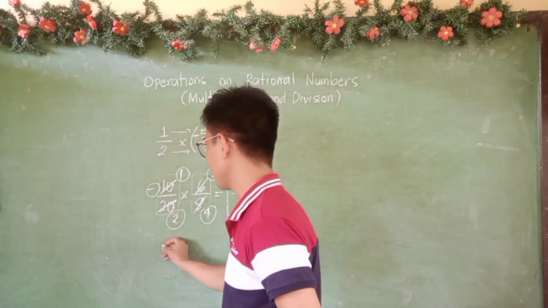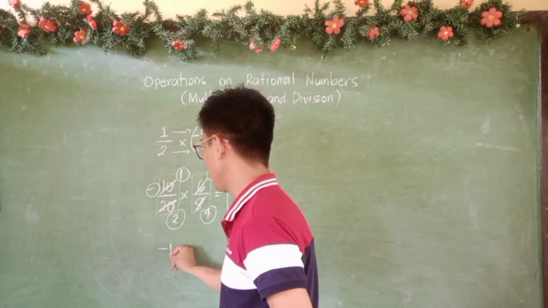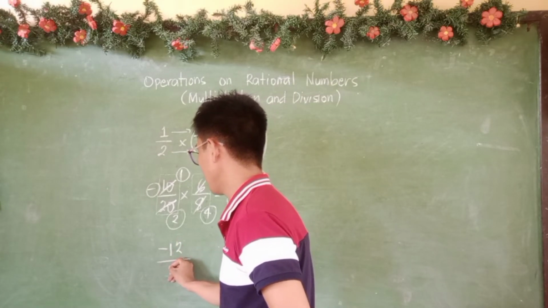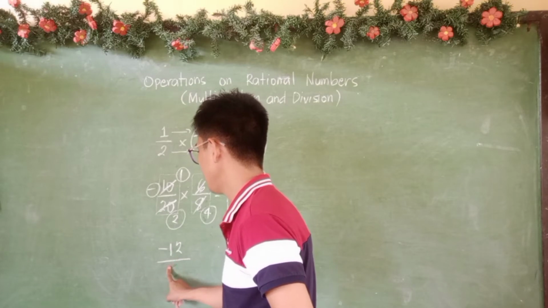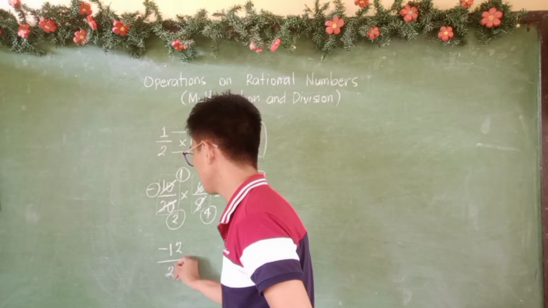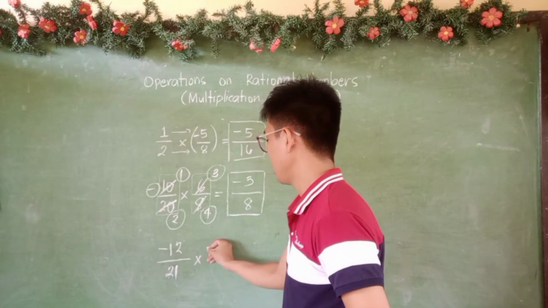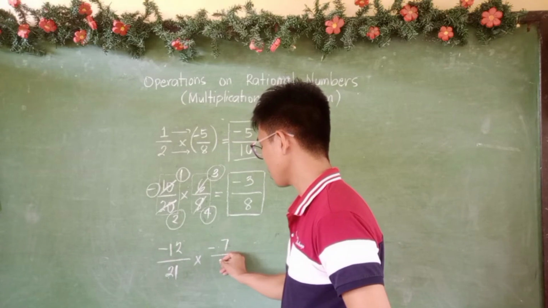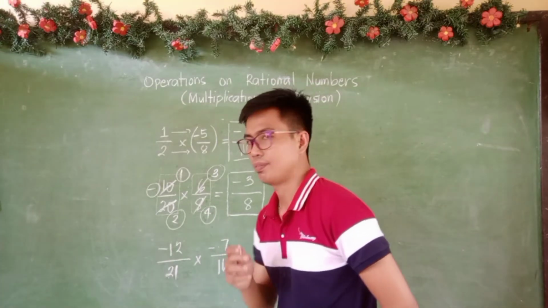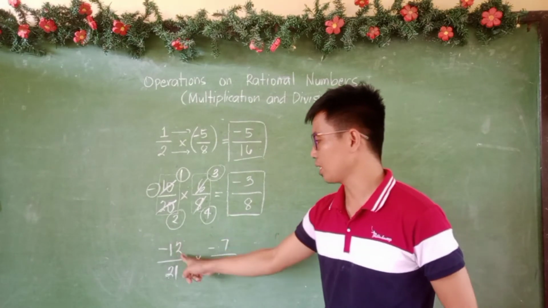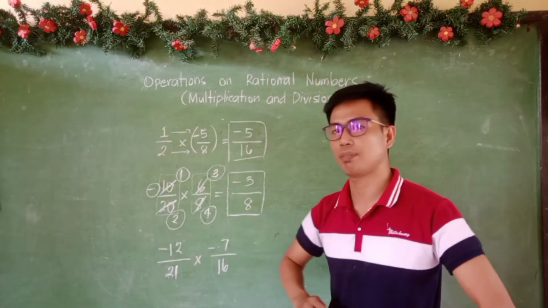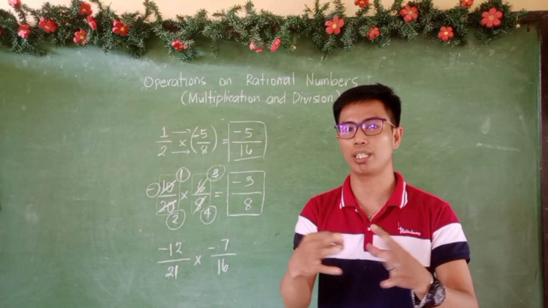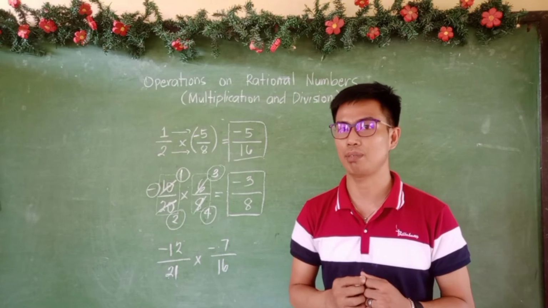So, another one. So, let us say we have negative 12 over 21 times negative 7 over 16. So let's say negative 12 over 21 times negative 7 over 16. So again, ganun ulit yung gawin natin. Try natin kung meron siyang masisimplify or maka-cancel bago tayo mag-multiply.